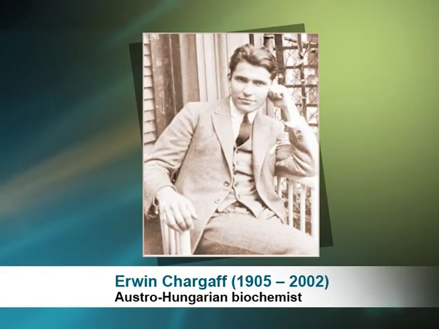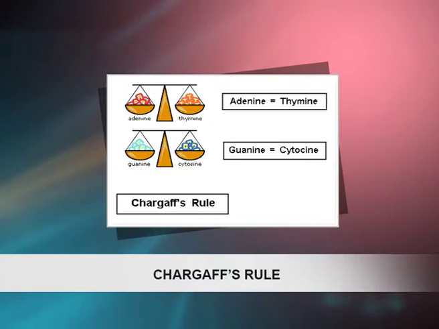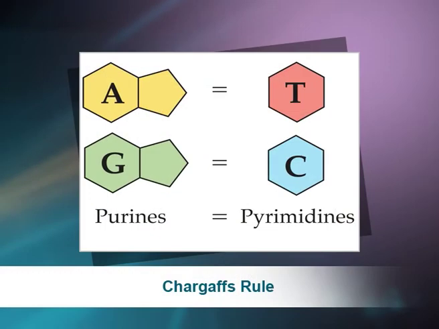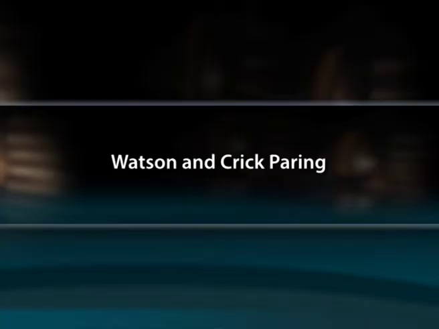Chargaff's further discovery was that the proportion of A, that is adenine, in any DNA molecule was always equal to the proportion of thymine, and likewise the amount of guanine and cytosine always correspond, a rule that became known as Chargaff's ratios. Watson and Crick base pairing.